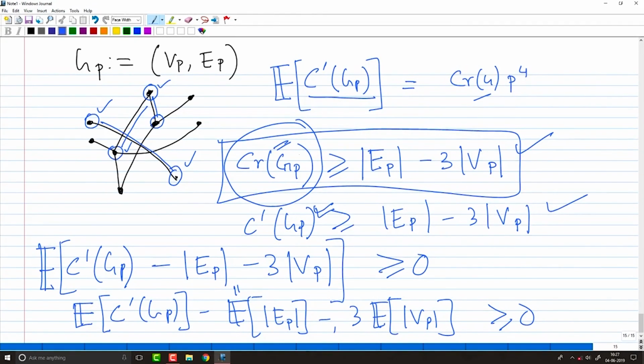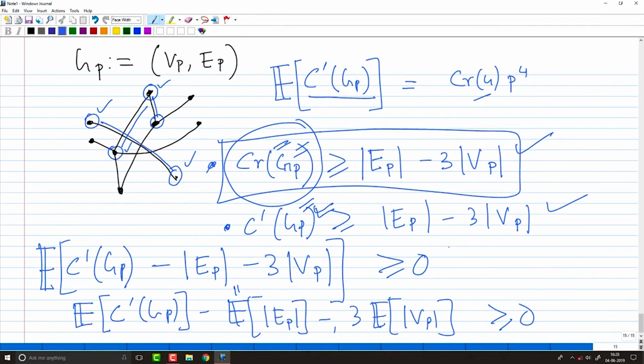This is not exact, this is also a random variable by the way. This random variable is dominated by this random variable. C dash GP is always greater than or equal to C at GP. C at GP is the crossings that uses the drawing of the original graph G. That is not the optimal crossing drawing, right? So this random variable is dominating this one. If this is bigger than this, then this has to be bigger than this. So we get this, right?